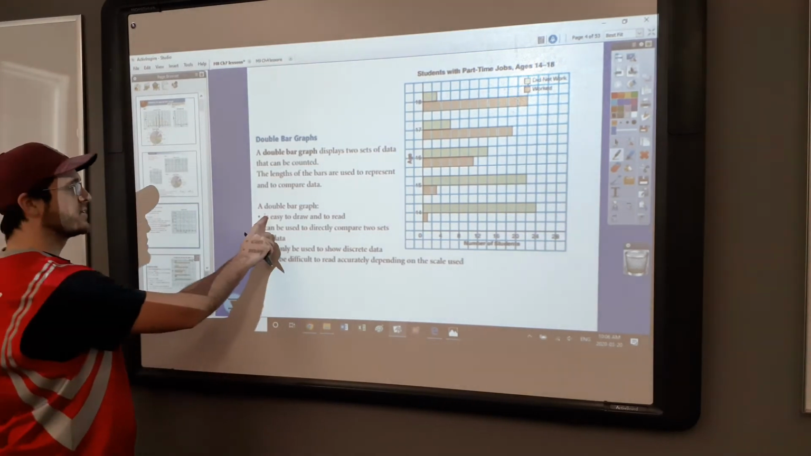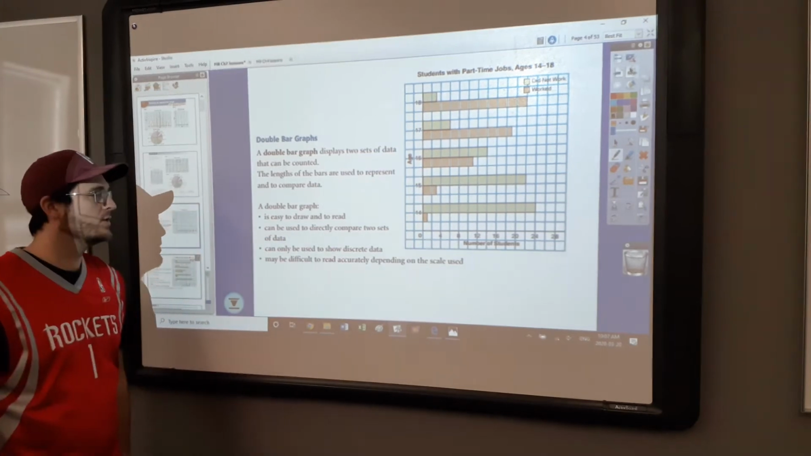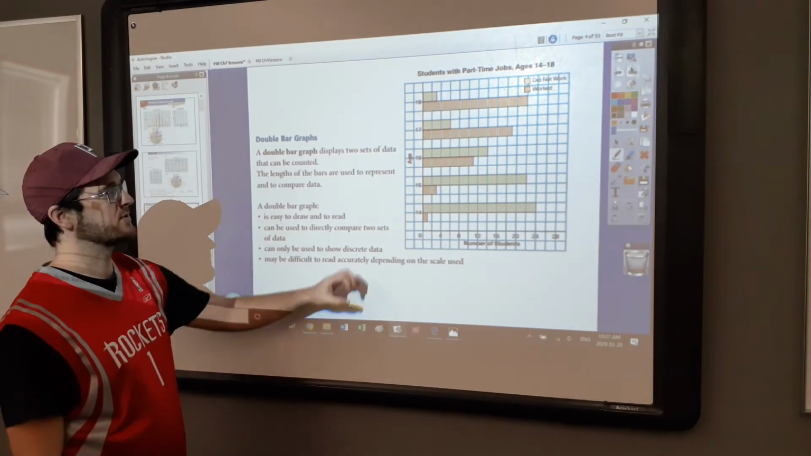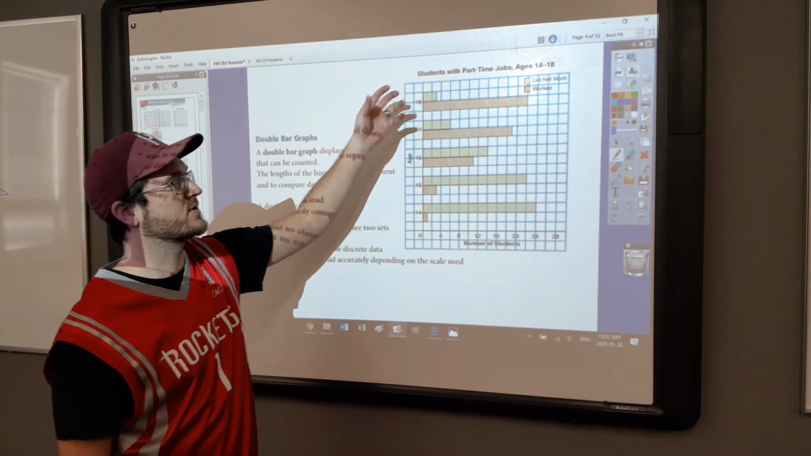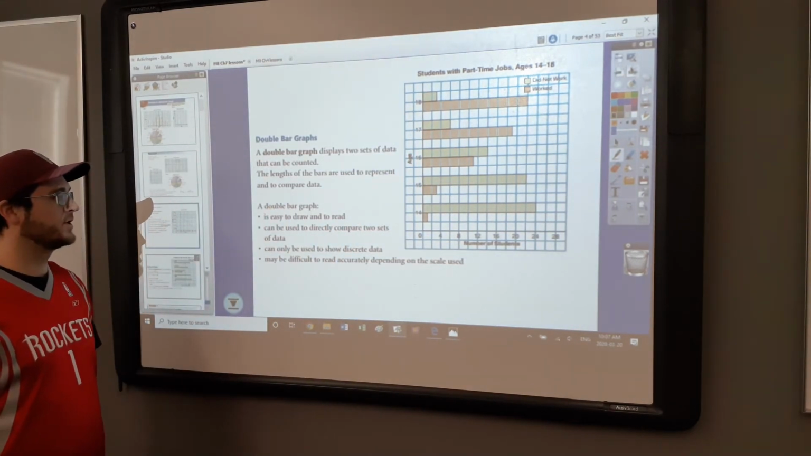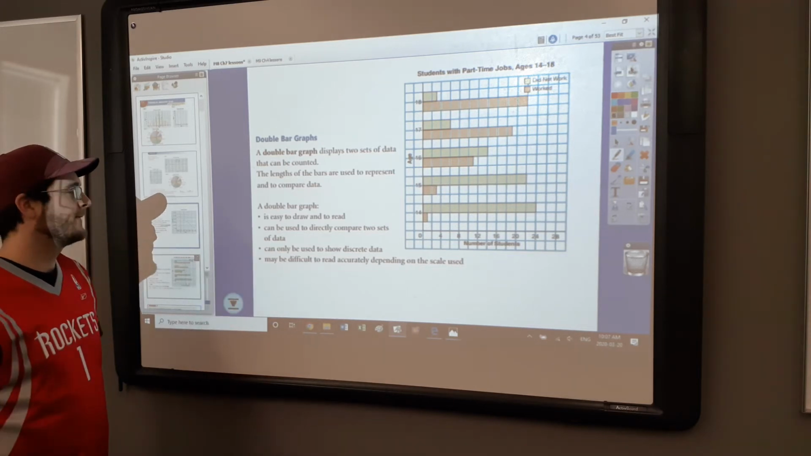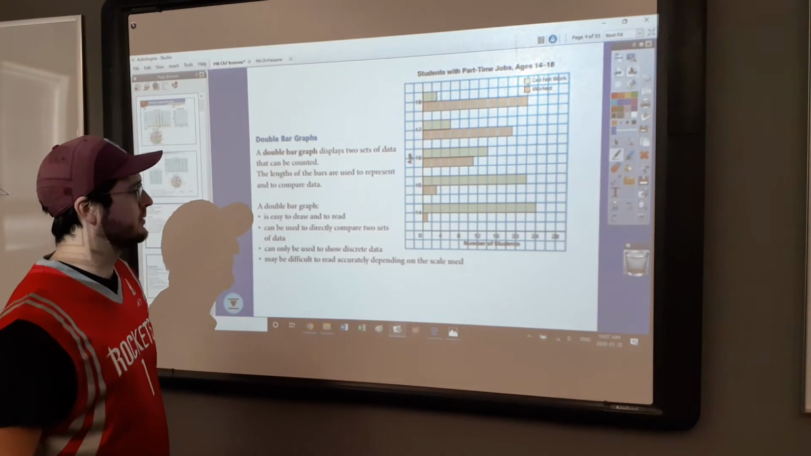So advantages of a double bar graph: easy to read, easy to draw, can be used to directly compare two sets. So I can see very quickly by the size of the bar, and I can compare easily. It can only be used to show discrete data, so there has to be kind of a number, and then it may be difficult to read accurately depending on the scale.